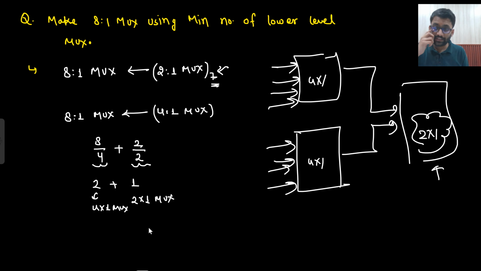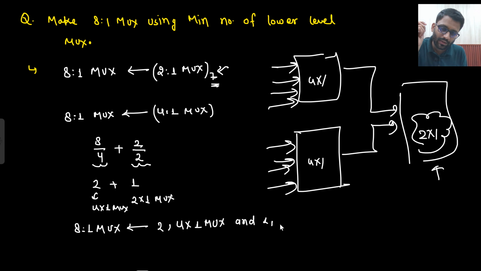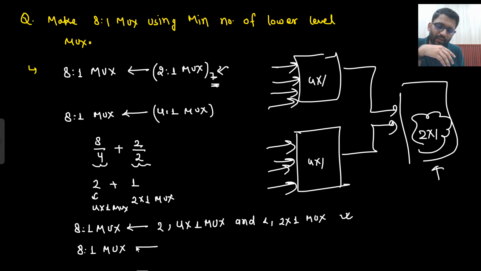Now tell me one thing, if in the examination it is written that an 8 cross 1 mux can be made by two 4 cross 1 mux and one 2 cross 1 mux, is that statement correct? Yes, it is correct. Now if in the examination it is written that an 8:1 mux can be made from three 4:1 mux, is that statement correct? In the exam they are asking how many 4 cross 1 mux you require to make an 8 cross 1 mux.